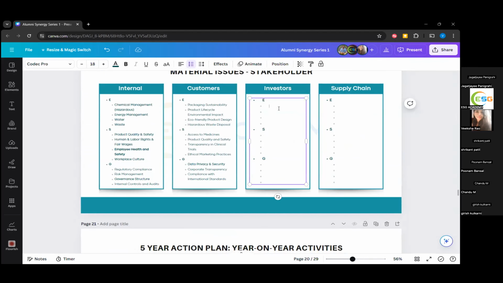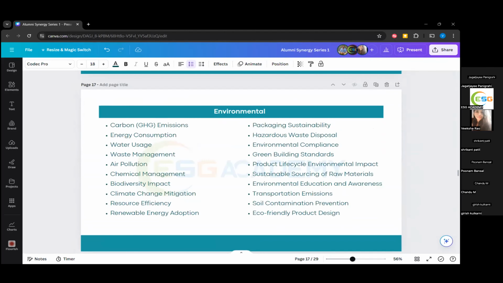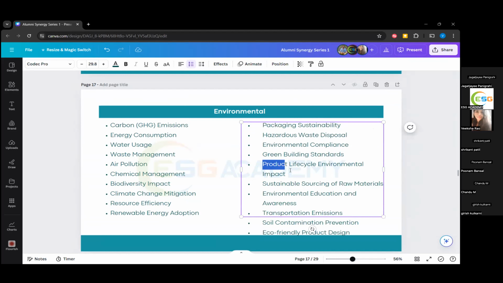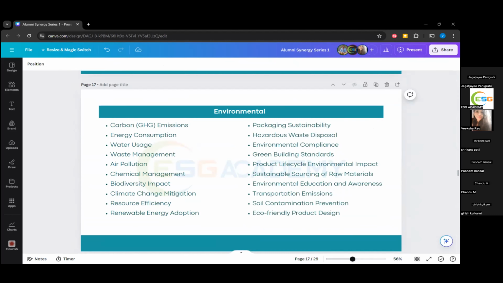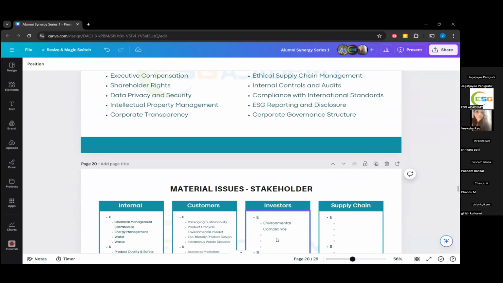Basically, I think for investors, to what extent knowledge is given to them by the sustainability team is something more important. So education and awareness. Product lifecycle environmental impact, will it come with chemical management? Because it's a chemical company. Yeah, I think we can take product lifecycle as an umbrella thing. If I am coming from an IT company, product lifecycle is not important for me. So this is a pharma company. Oh, sorry, my mistake. And sustainable sourcing of raw material is important for a company.